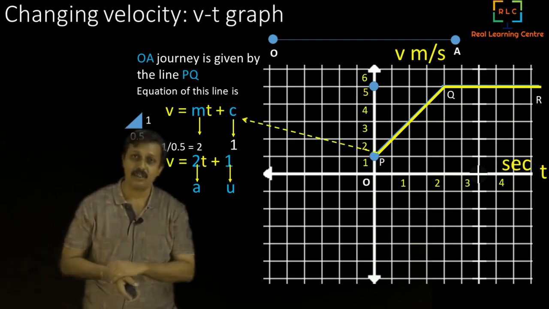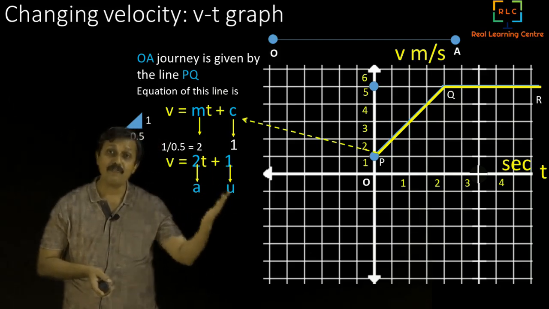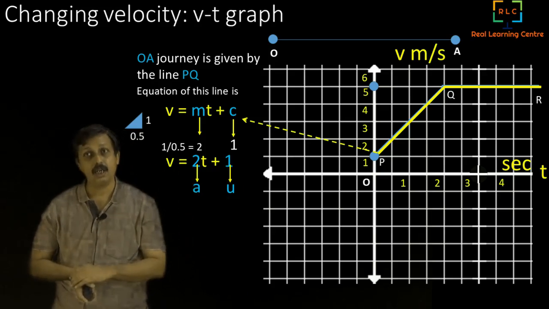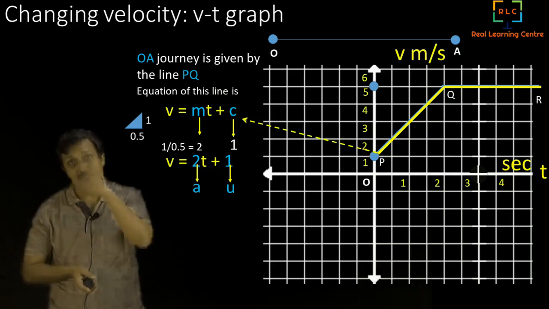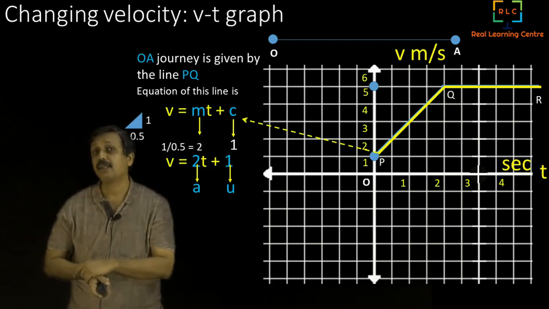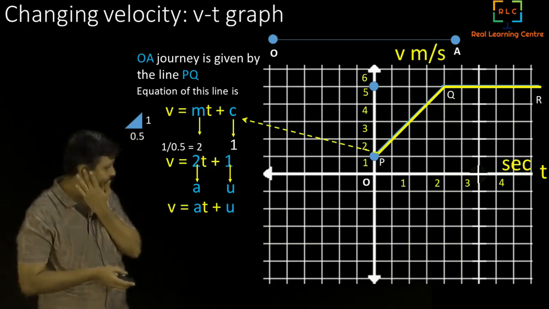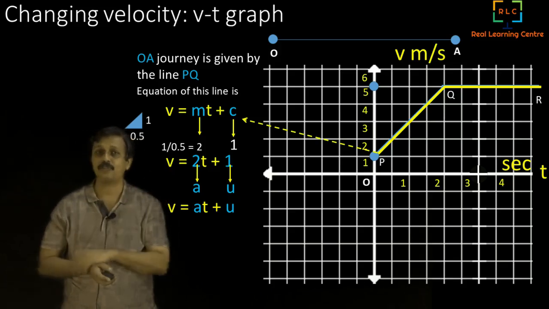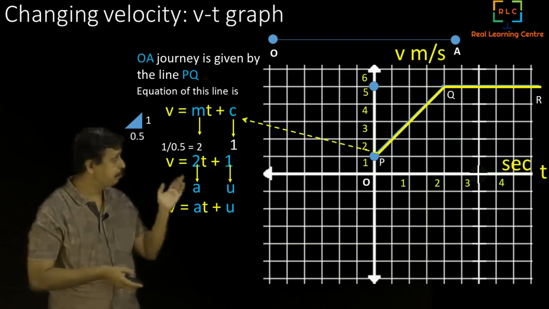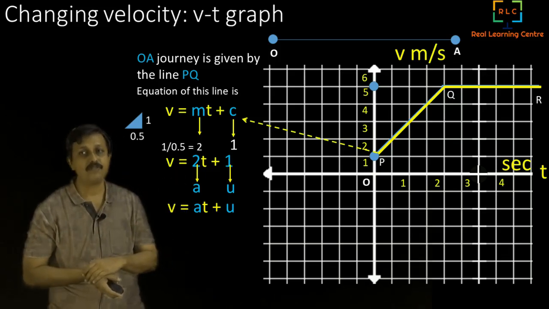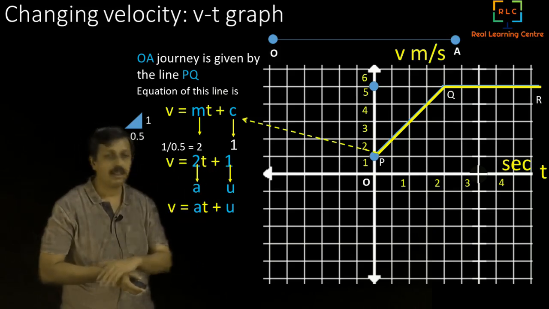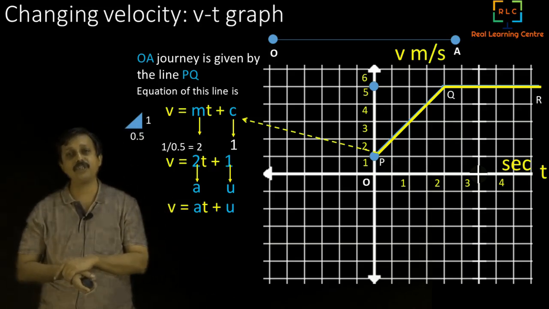Like we have figured out in an xt graph, the slope of an xt line is always velocity. And if you happen to draw a line for a VT graph, its slope is always acceleration. So generically we can write it as V = at + u. Okay. V = at + u means at any point in time between P and Q, anywhere, if you want to find out the velocity, you can find out how long it has moved, and you can use the equation V = at + u and find out.